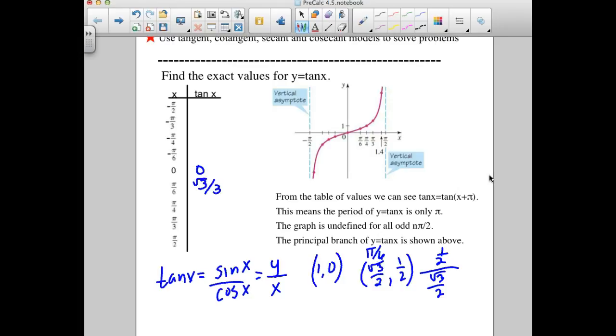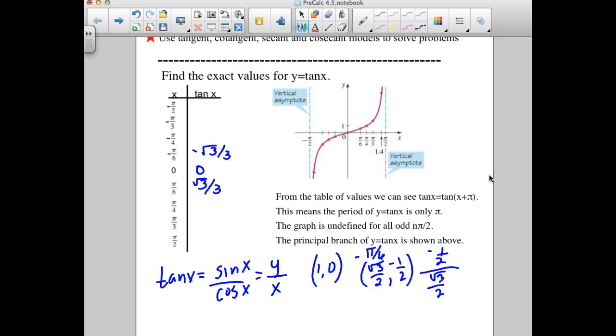Now, what would happen if we went to negative pi over 6? So going down in quadrant 4, right? What happens to the coordinates that I had here? What becomes negative? The y becomes negative in quadrant 4. So if we made that negative for negative pi over 6, what happens to our tangent? It just becomes negative. So at negative pi over 6, we're at negative root 3 over 3.